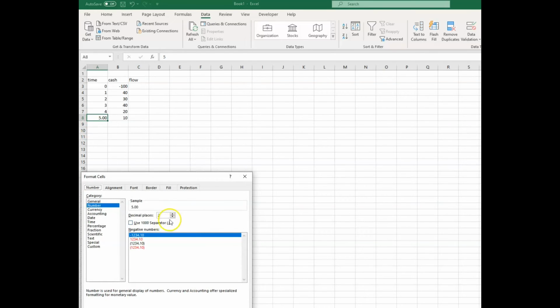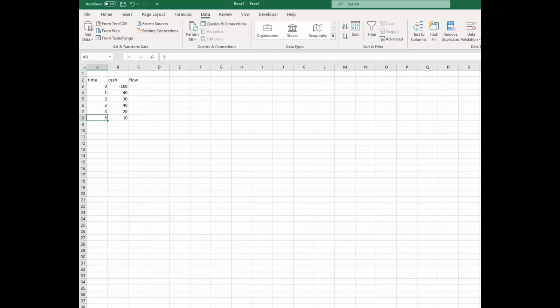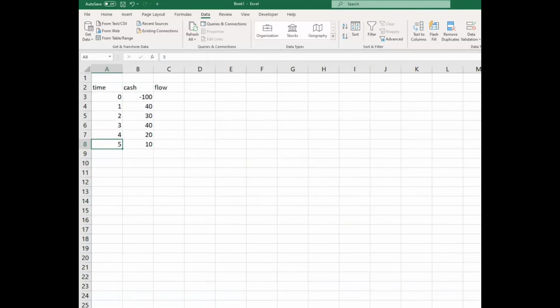Okay, I'll make it bigger. Cash flow. So we have time period. Suppose we invest $100 today at time 0. We are going to receive $40 at the end of the first period, then 30, 40, 20, 10. If the discount rate is 10%, so what is the NPV?